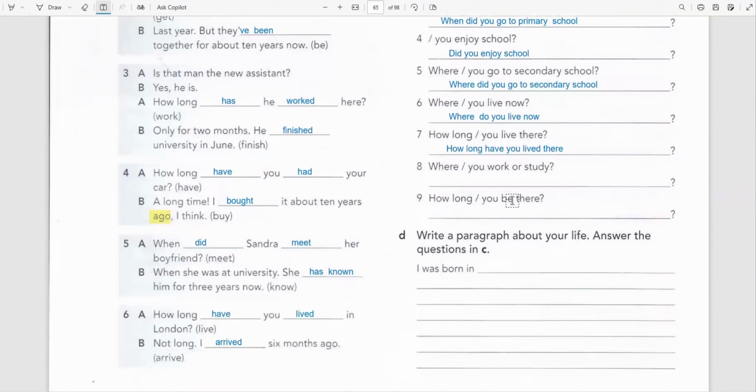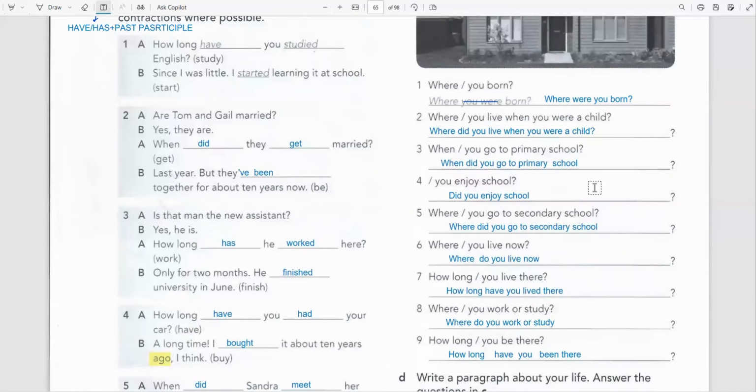Great. Number eight, about my work and study. Again, this is present simple. Where do you work or study? And number nine, how long you be there? Number nine is again about my work or study period. I'm asking about period, so that has to be in present perfect. So how long have you been there?